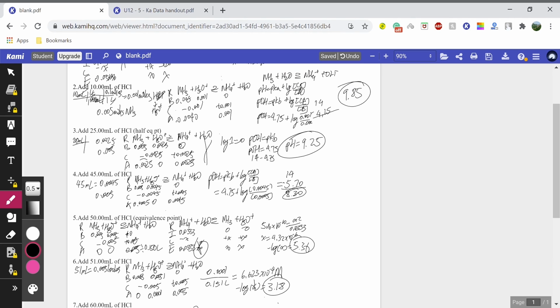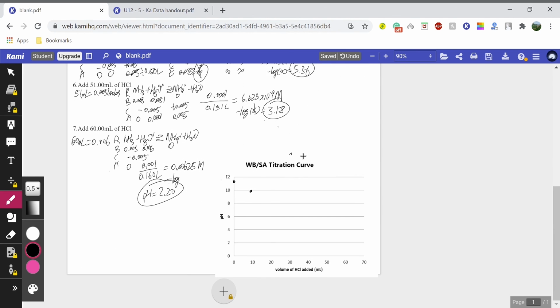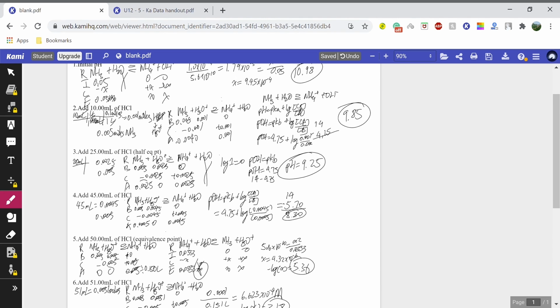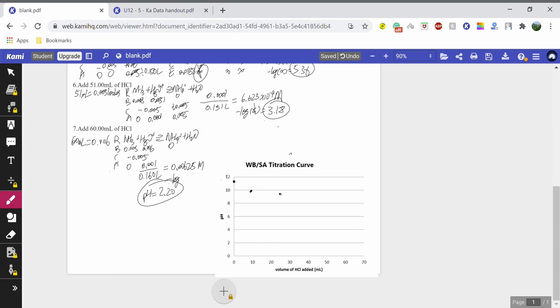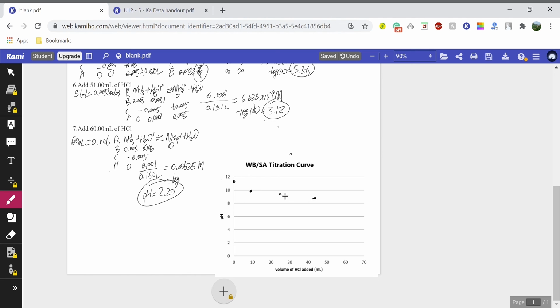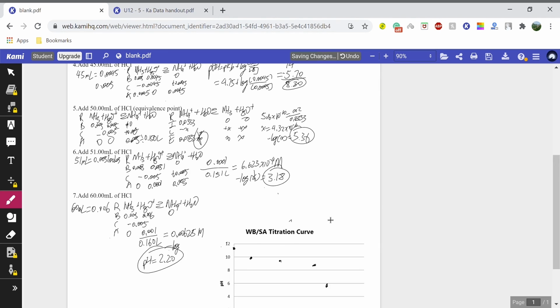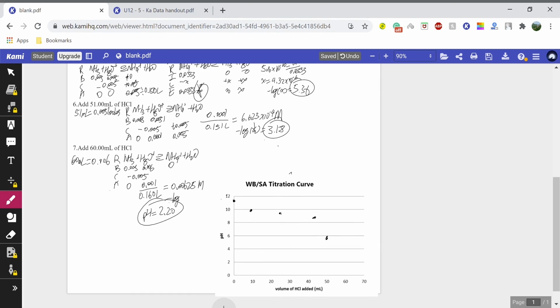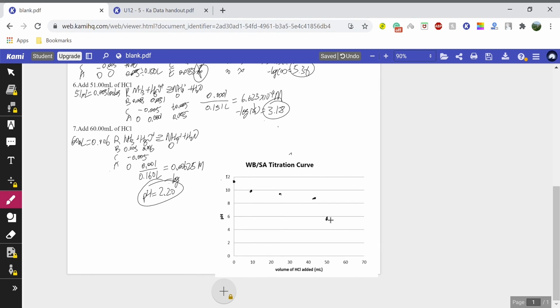And then at 25, it's 9.25. We have 45 at 8.3. And then 50 is going to be 5.36. And then 51 is going to be 3.18. And at 60 is going to be 2.20. So 60 is going to be 2.2 over here. And then 3.18 at 51.